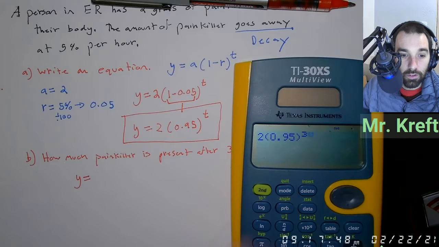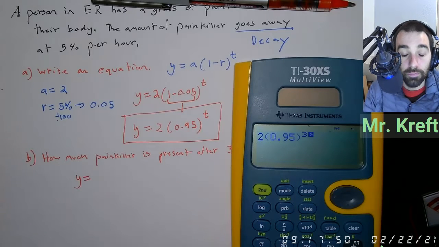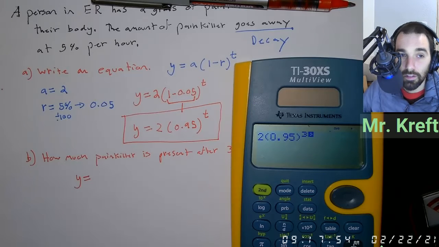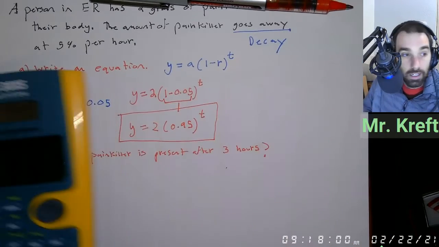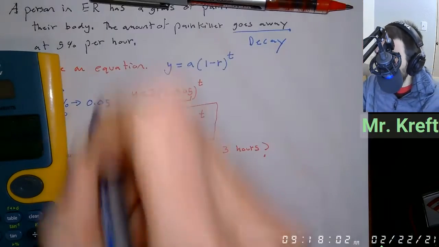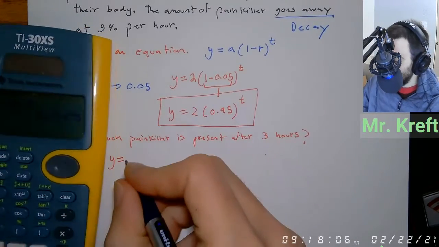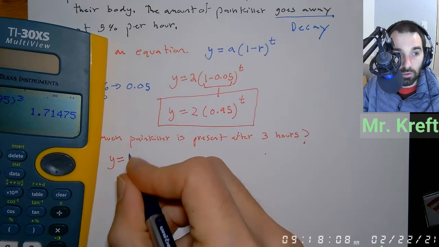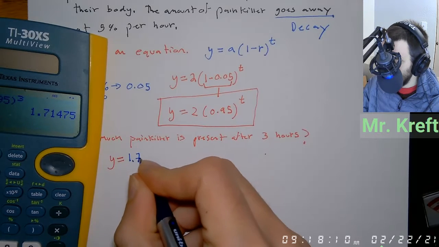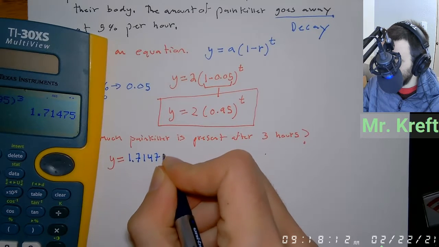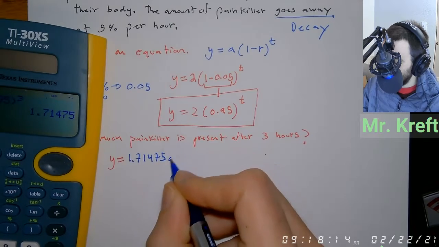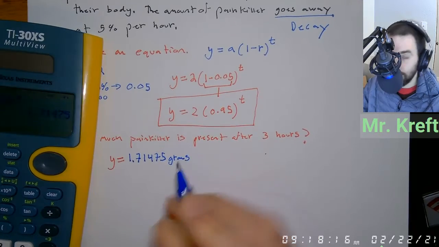Right, this is what we're typing into our calculator. You guys are either using a physical calculator or the Desmos Scientific Calculator. And then I hit enter. I didn't tell you guys where to round this, so we're just going to write this out. So I get y equals 1.71475, and it's in grams.